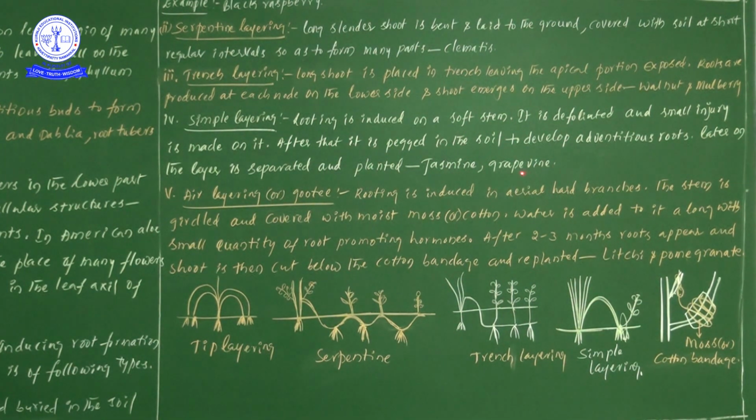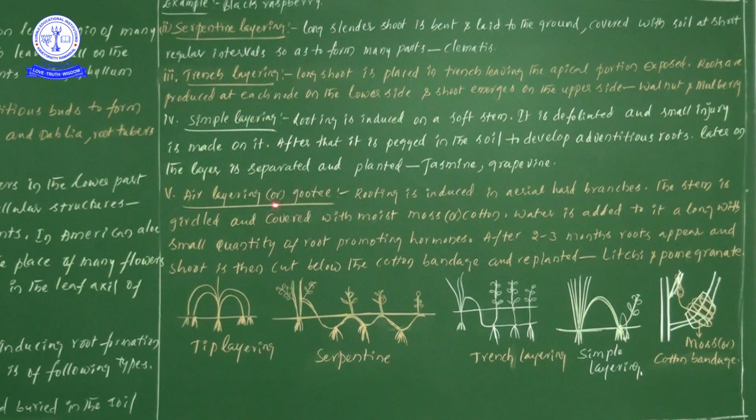Grape vine's scientific name is Vitis vinifera, and jasmine is Jasminum. Right. Now, simple layering is seen in jasmine and one more is grape vine. What we are doing is taking one soft stem and removing all the leaves, and we give a small injury to it and bury it, means we keep it in the soil. After some time, definitely root formation takes place. This kind of phenomenon we can see exclusively in jasmine and grape vine.